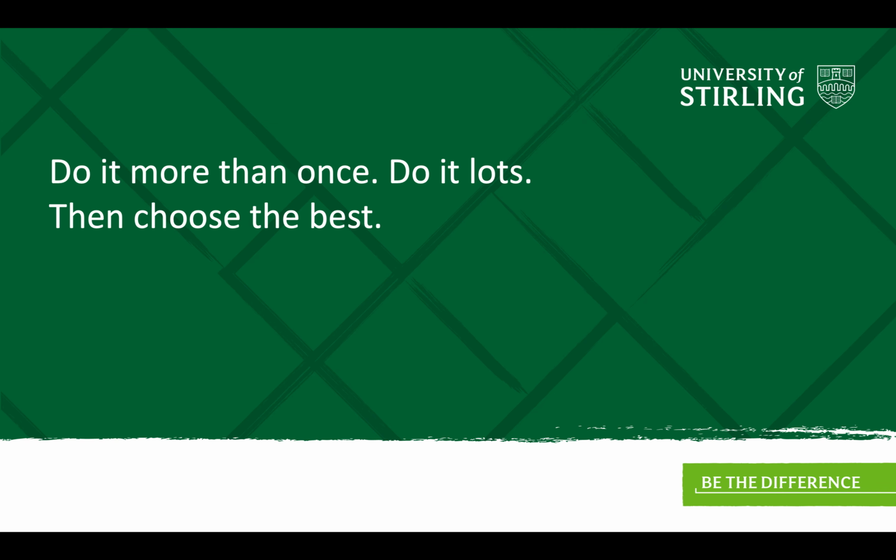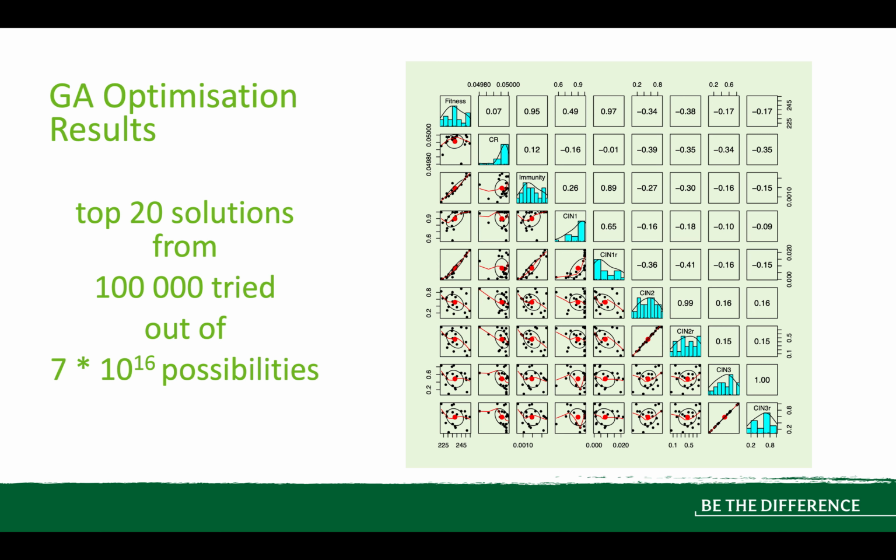So for GAs, I have to do it more than once. I have to do it a lot. And then I choose the best of the best solutions. Yeah, so I have more confidence because of the repetition of those calculations. So here is a graph showing what happens. I'm going to zoom in on this, don't worry, I know it's too small to see. But the overall picture is that this shows all of my variables. It shows the top 20 solutions graphed from 100,000 that we tried, and that was out of 7 times 10 to the 16 possible parameter sets. Okay, so that was a lot. It's too many to calculate. So we calculated a sample basically, and we want to know how good is that sample.